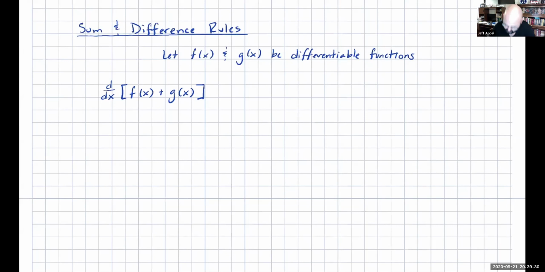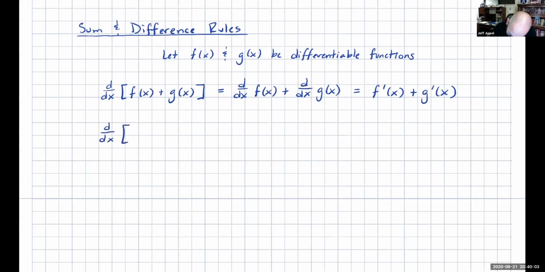Well, this is the same as taking the derivative of f of x and adding that with the derivative of g of x. So you can kind of think of this derivative command almost like the distributive property. And then the way you could write this would just be f prime of x plus g prime of x. Okay, so there's the sum rule. And then difference is the exact same thing, just instead of plus, you do minus. So if I said, what's the derivative of f of x minus g of x?